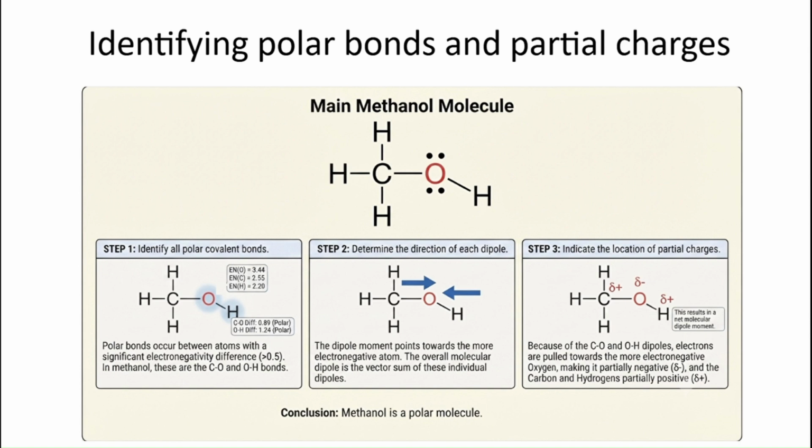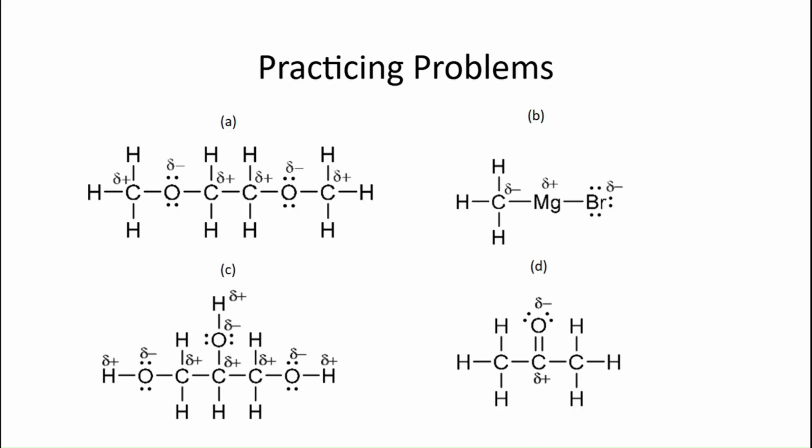Step 3. Indicate the location of partial charges. These inductive effects dictate the locations of the partial charges. Next, let's practice a few problems. In structure A, oxygen is more electronegative than carbon, and a CO bond is polar covalent.